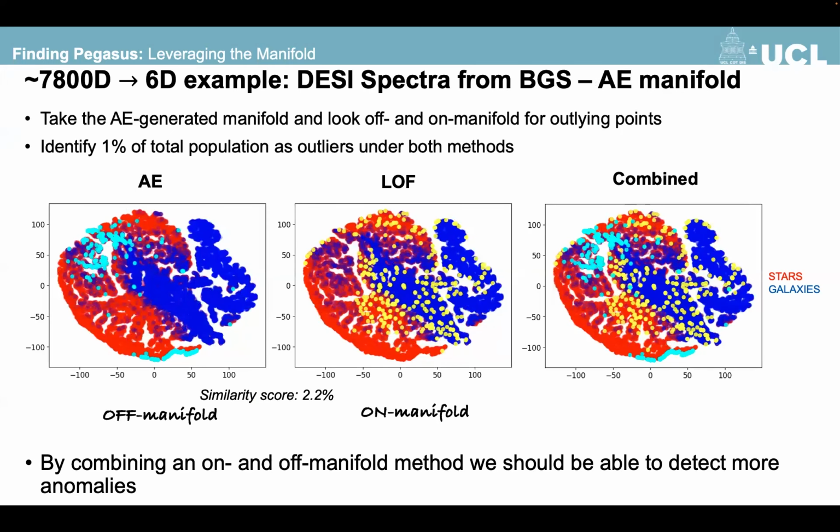We see exactly the same thing when I use the autoencoder manifold. Obviously, the manifold itself looks a little bit different. But again, I get the bright blue points for the reconstruction error method, which is on the left. And then in the middle, the yellow points show the local outlier factor method, which is on manifold. So again, combined, we would get a superset of more points.